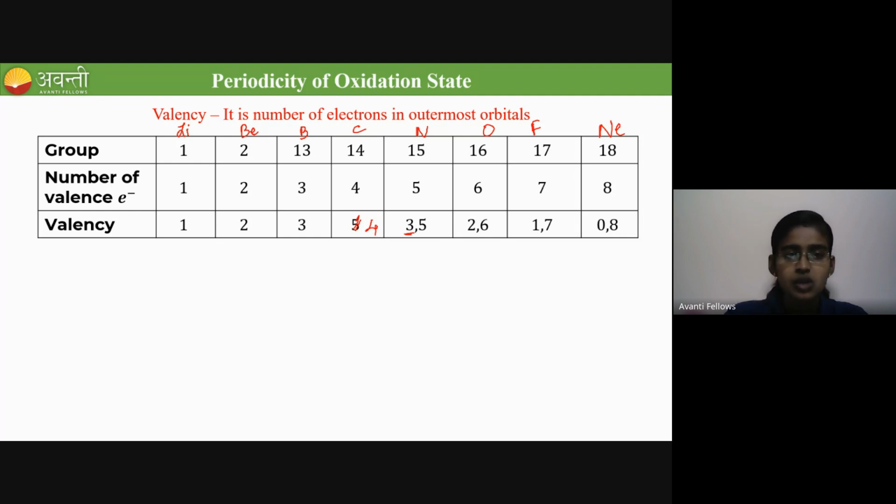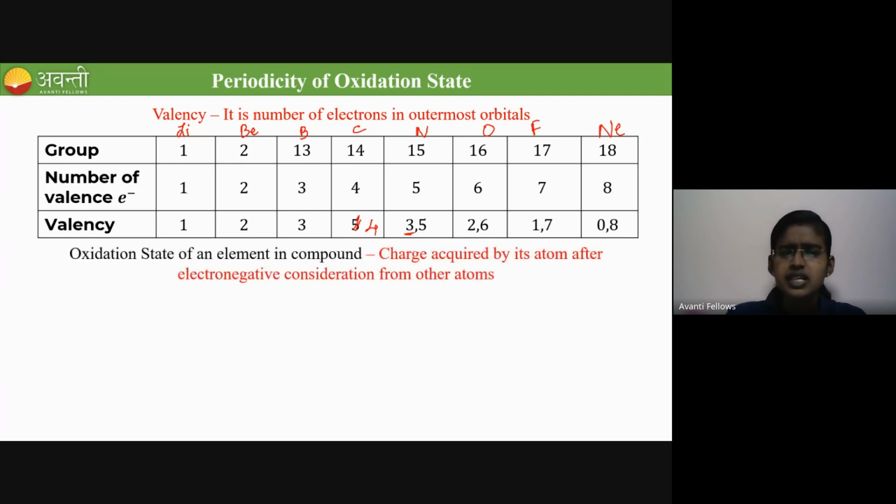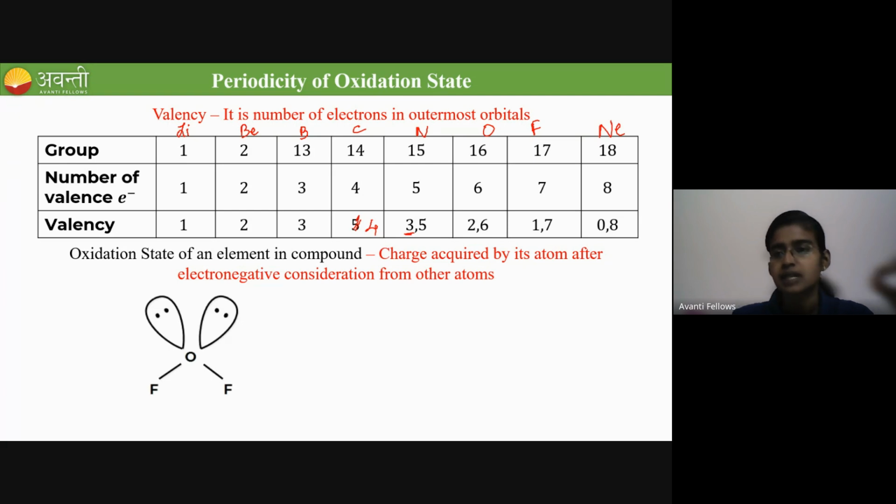Now coming to the next word, that is oxidation state. The oxidation state of an element in a compound is the charge acquired by its atom after electronegativity consideration from other atoms. To understand this, we can take an example. I have taken OF2 as an example for you. Here there are two kinds of atoms, fluorine and oxygen. Who is more electronegative? Fluorine is more electronegative compared to oxygen.